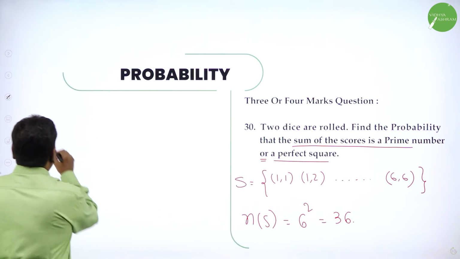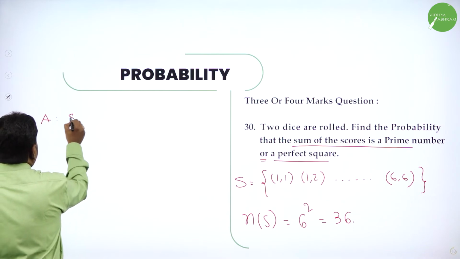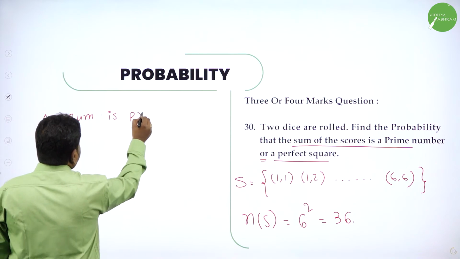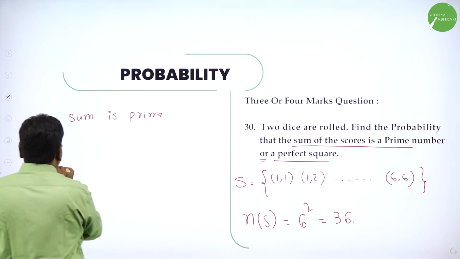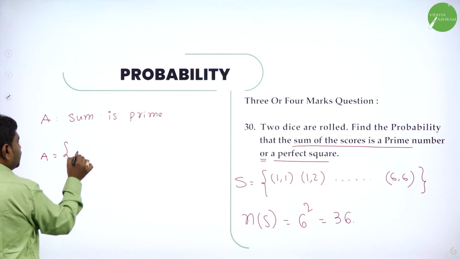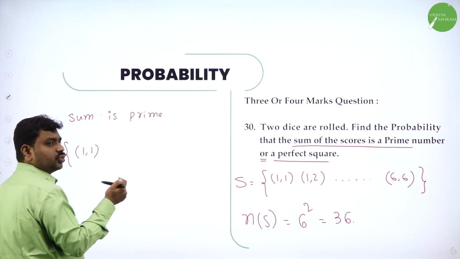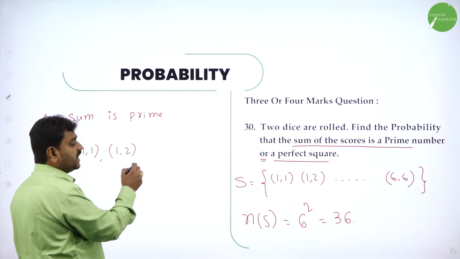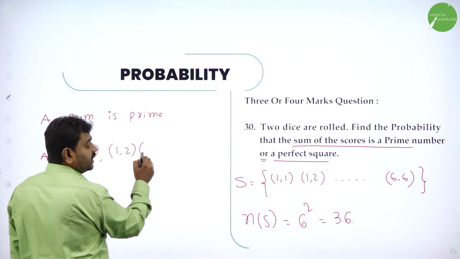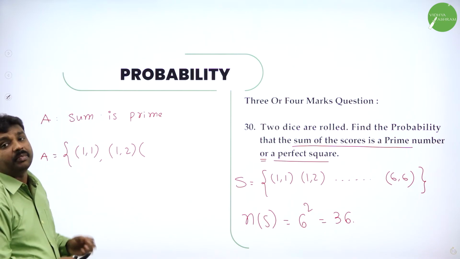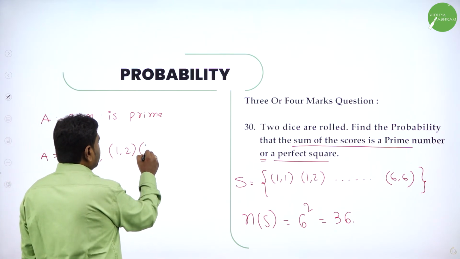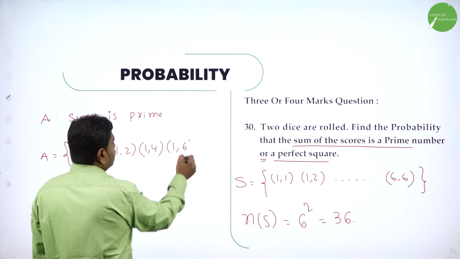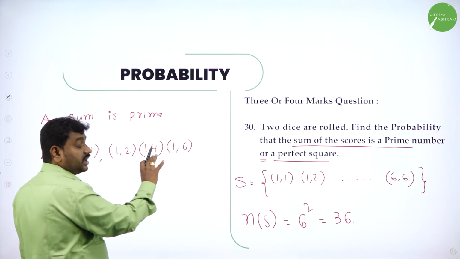So first event A, the sum of the scores is a prime number. So event A, what is event A? Prime numbers. So 1, 1 I can take: 1 plus 1 is 2, 2 is a prime number. And 1, 2 I can take: the sum is 3. And 1, 3 I cannot take: 1 plus 3 is 4, 4 is not a prime number. 1, 4 I can take. 1, 5 I can take. 1, 6 I can take.